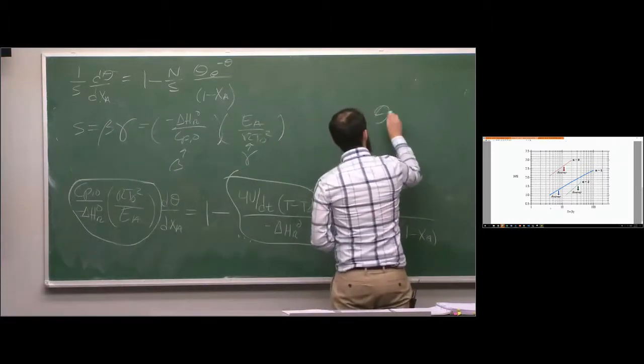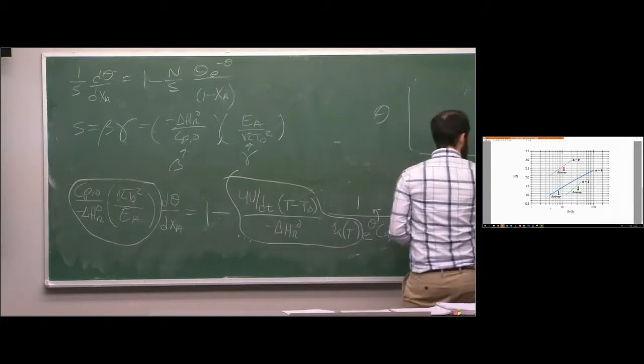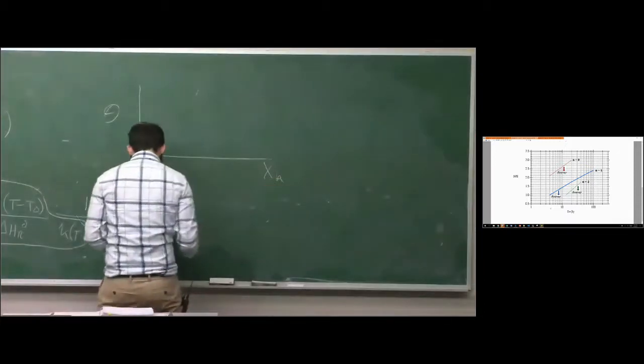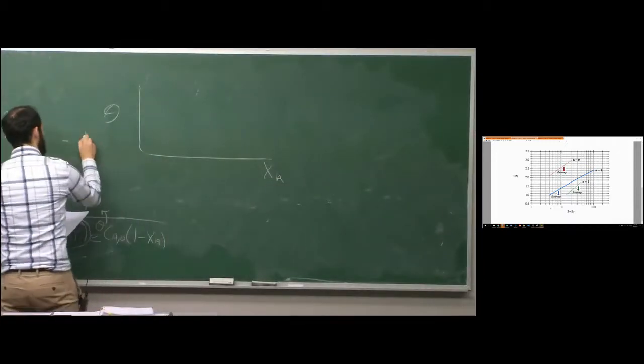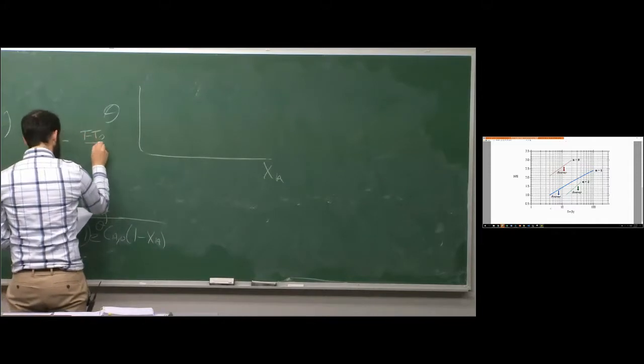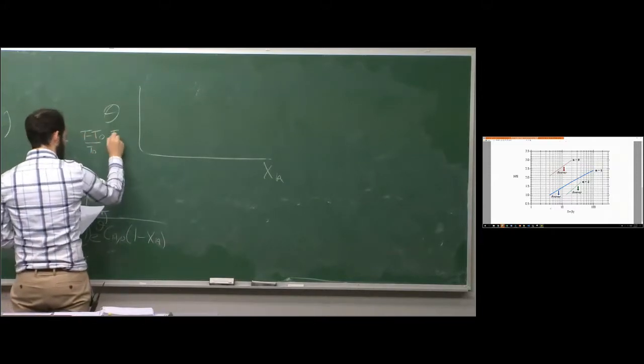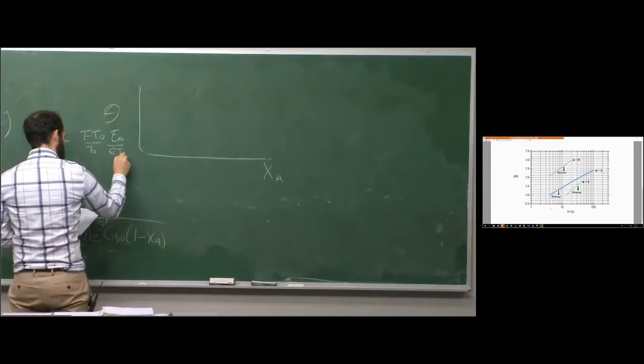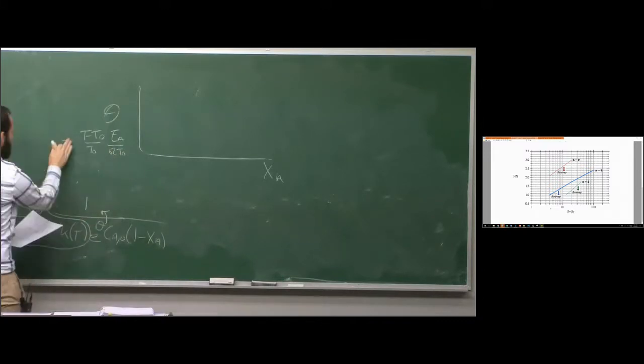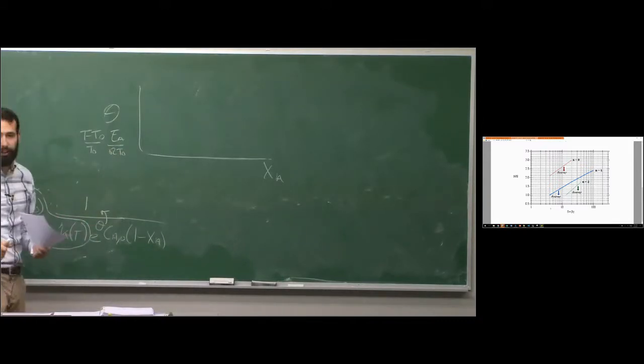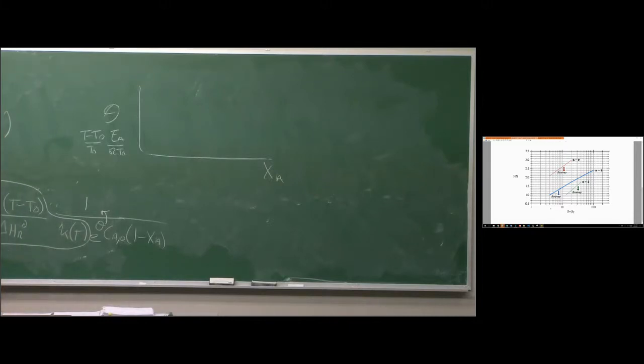You can plot theta versus conversion. And remember that theta is T minus T naught over T naught. It's EA over R T naught. Okay? So again, it's representing a temperature change, non-dimensionalized, right? It's obviously a non-dimensional number, but the larger the number, the larger the temperature change, the larger the difference between T and T naught.